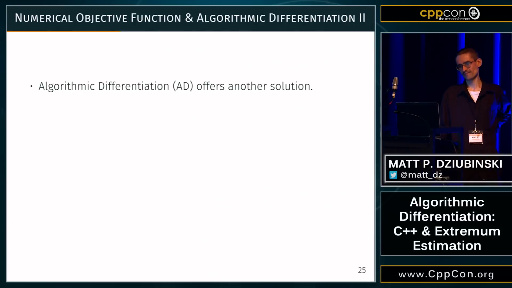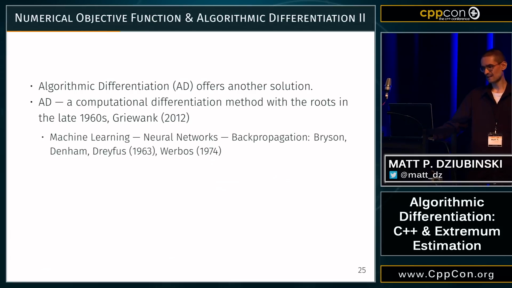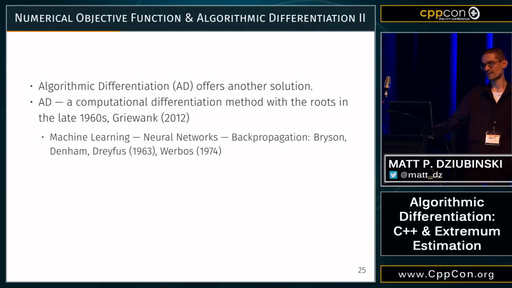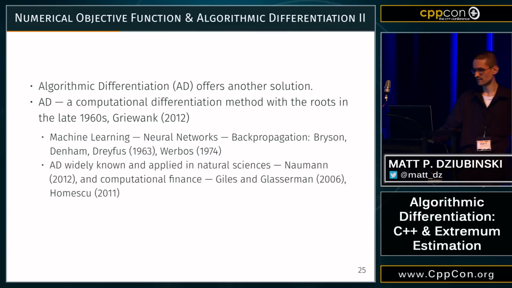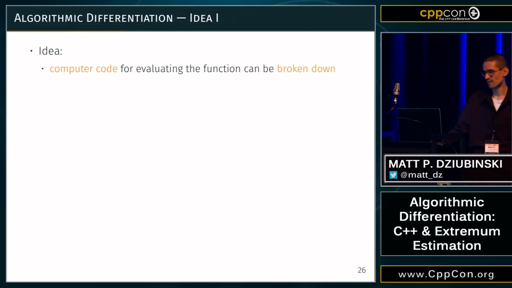We would like to have something that is automatic, but also is going to be as exact as it can be, even comparable to symbolic differentiation. So that's algorithmic differentiation. It's actually been around since the 1960s. It just happened to be called the backpropagation algorithm for machine learning in the context of neural networks. The idea is very simple.